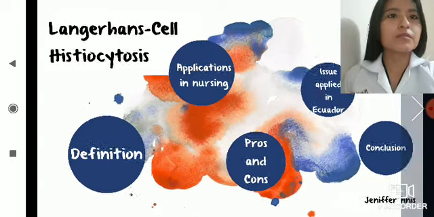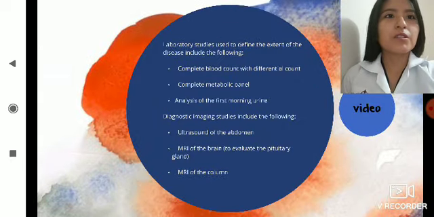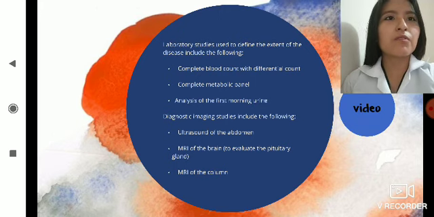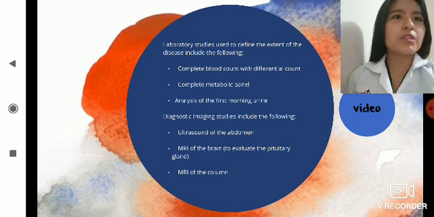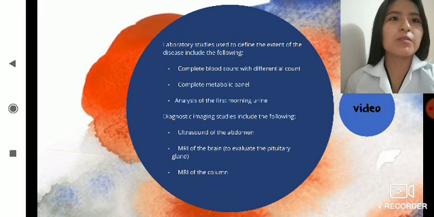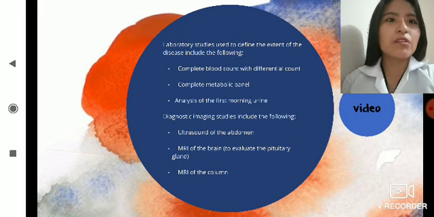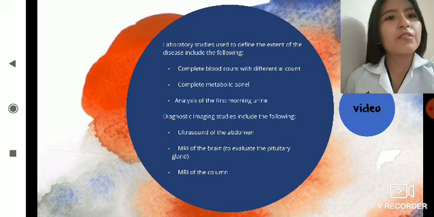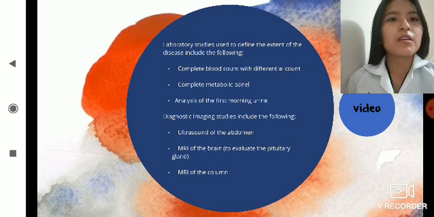Applications in nursing. Laboratory studies used to define the extent of the disease include the following: complete blood count with differential count, complete metabolic panel, analysis of the first morning urine. Diagnostic imaging studies include the following: ultrasound of the abdomen, MRI of the brain to evaluate the pituitary gland, MRA of the colon.